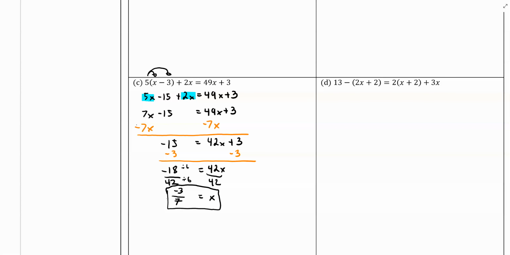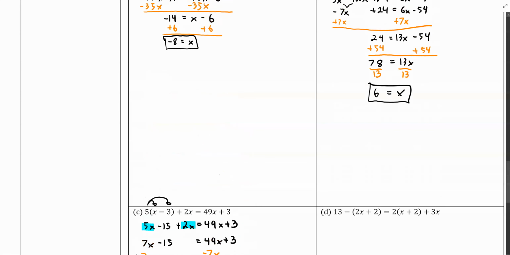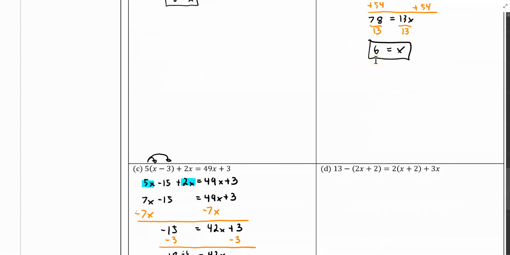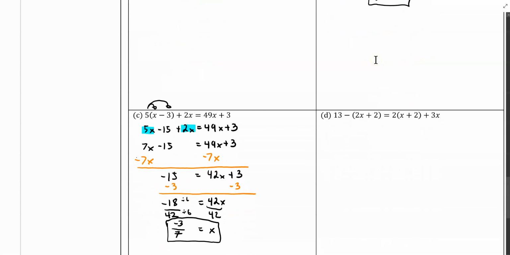So the takeaway with this problem is in the previous problem, you'll note that the like terms, right, the x terms, were right next to each other. For this problem, the like terms were not next to each other, but we combine them in the same way.